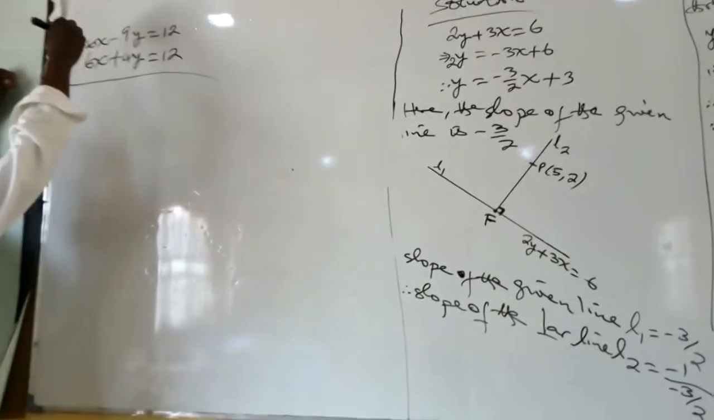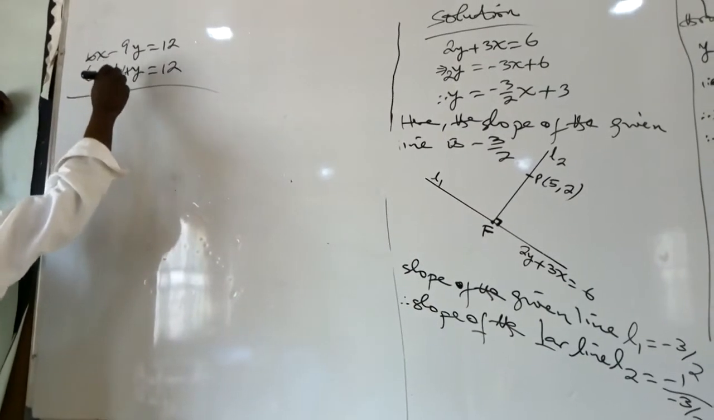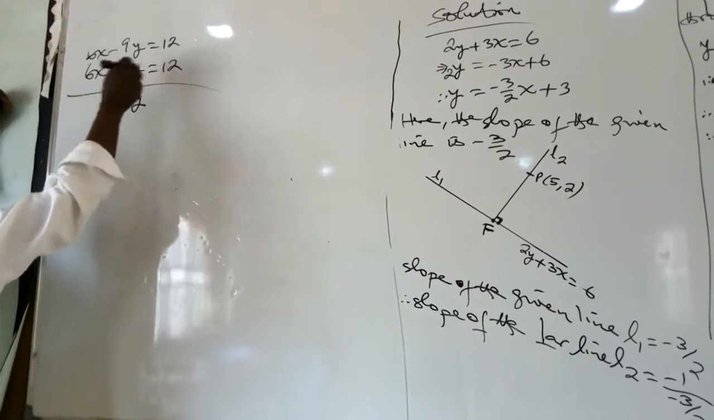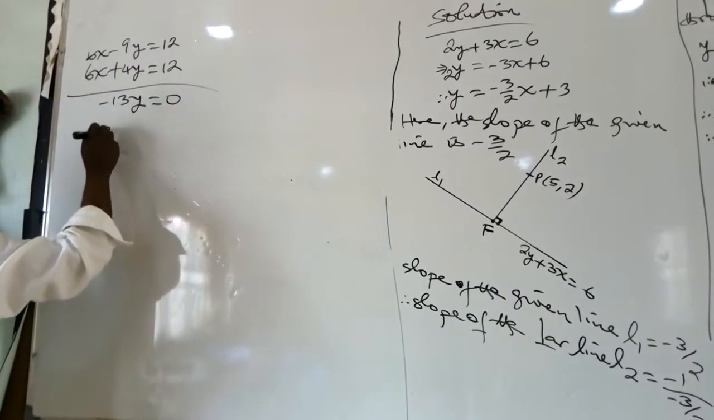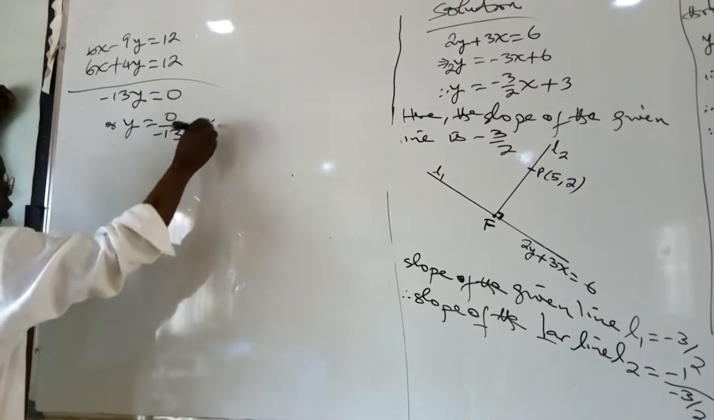can subtract 6x from 6x. That will be 0. 4y minus 9y, that will be minus 13y. In other words, minus 9y minus 4y, minus 13y, equals 12 minus 12, 0. Or y equals 0 over minus 13, which is still 0.